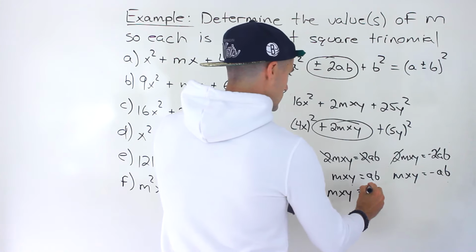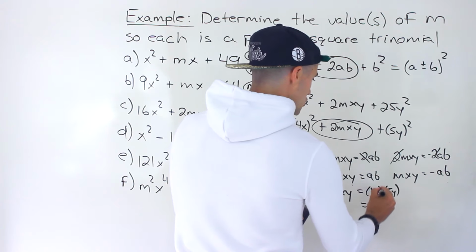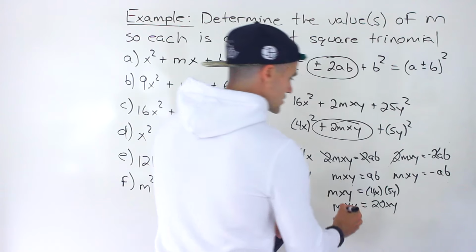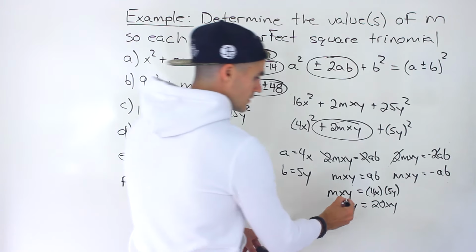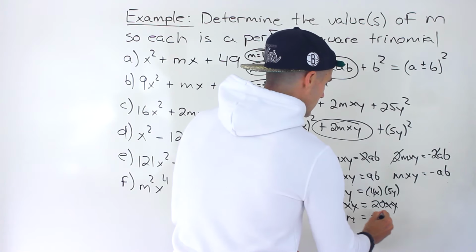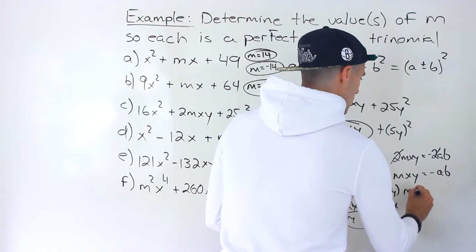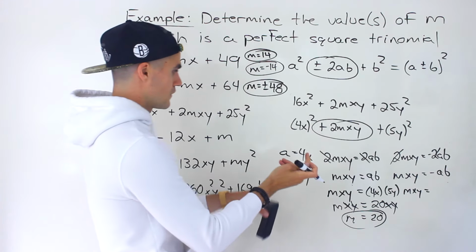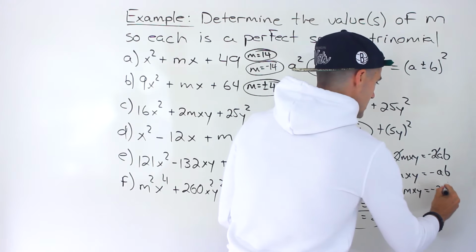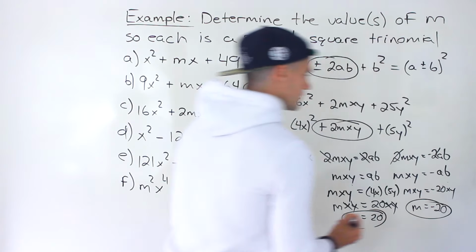What's the a value? 4x. What's the b value? 5y. What do we end up with? 20xy, mxy. We could just divide both sides by xy to get rid of those, so we could tell the m value is 20. Over here, same thing, mxy would be negative 1 times 4x times 5y, which would give us negative 20xy. M value is negative 20.